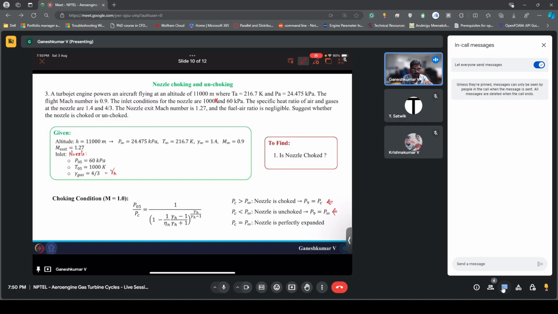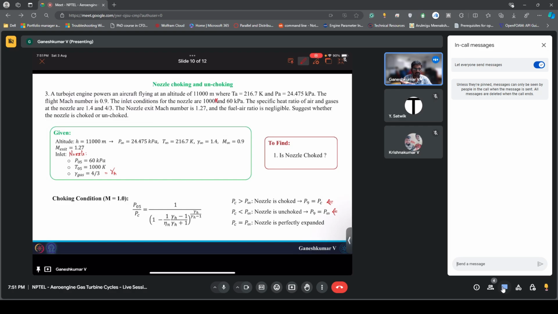Whereas if it is unchoked, the Mach number will be less than 1, and unchoked means the critical pressure is lower than P infinity. So you can actually understand that ambient is somewhere at P infinity. So let me adjust my flow to P infinity. That is what will happen inside a nozzle. That's why we write exit pressure P9 equal to P infinity for an unchoked condition. And if it is perfectly expanded, which means Pc equal to P infinity, we will have Mach number equal to 1 at the nozzle.